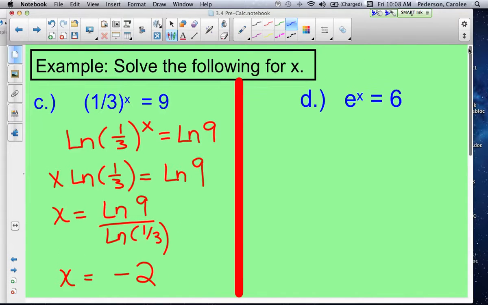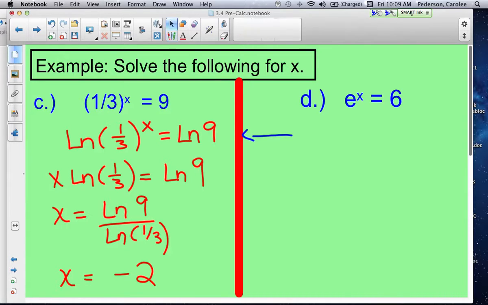Okay, let's go on to example D. We have an exponential, and that exponential is base e, which remember is about 2.71. And we raise it to the x equals 6. We want to find out what is the value of x. What can we do here? Probably only the first method would work on the left over here, because it would be really hard to rewrite 6 as an exponential of base e.